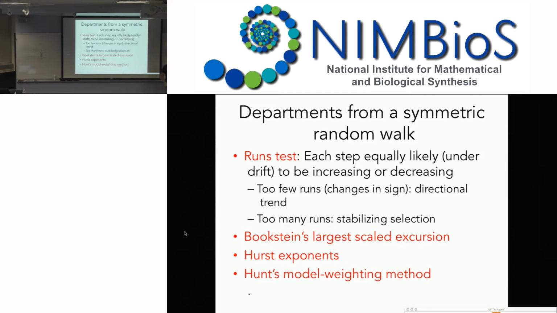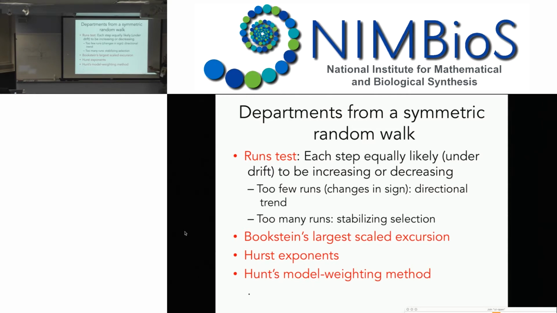Likewise, if there are too many runs, it means you're jumping back and forth too frequently, right? So you overshoot, then you shoot back again. You don't expect that under neutrality, but if you have stabilizing selection, if you go one way, the Ornstein-Uhlenbeck process or whatever will pull you back. So too few or too many runs, very straightforward test to do. It's called a non-parametric test. There are no assumptions involved.